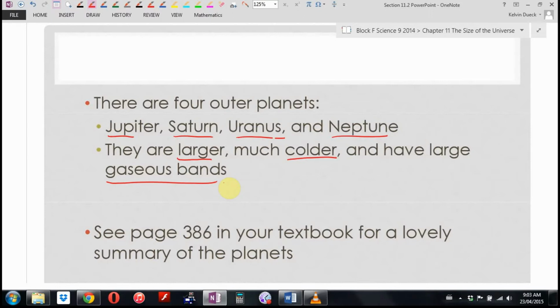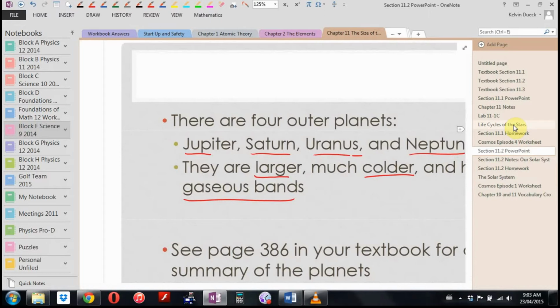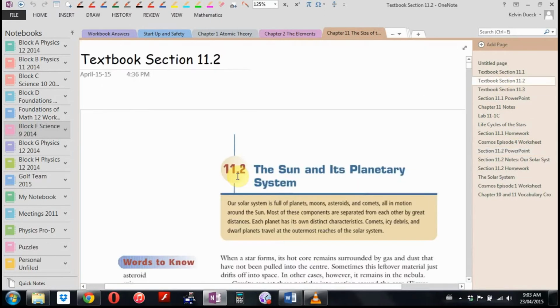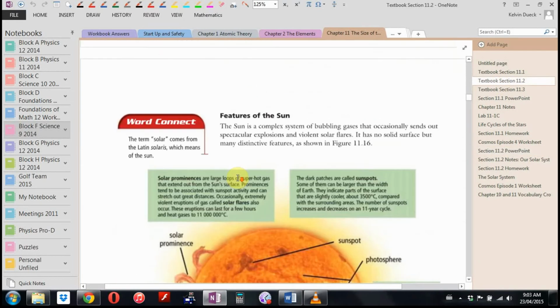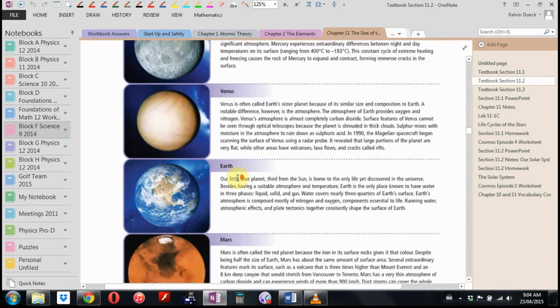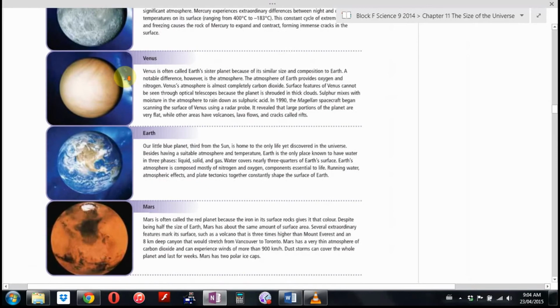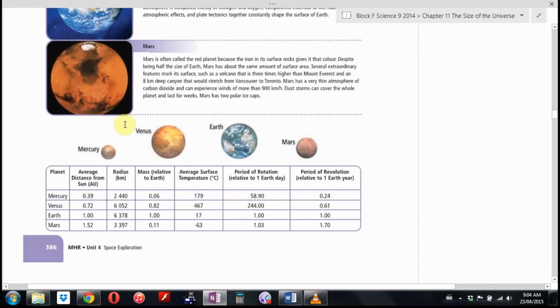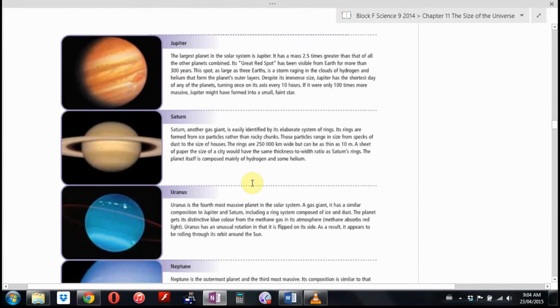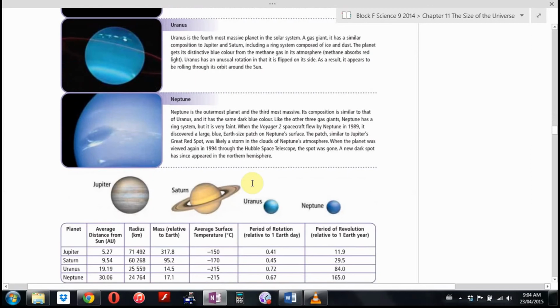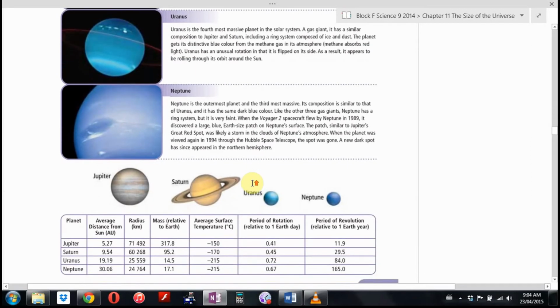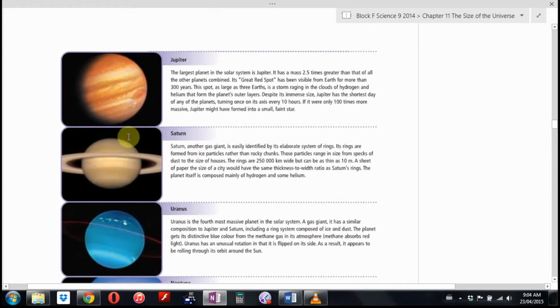There is a lovely summary of the planets on page 386 in your textbooks. You can refer to it rather than me writing all this out, but I'll show you where it is so that when you see it, you recognize it. On page 386 and 387, it has a lovely bit about Mercury, Venus, Earth, Mars, and Jupiter, Saturn, Uranus, and Neptune, lots of information there. Pictures, and again, I always think that Jupiter and Saturn look very nice.